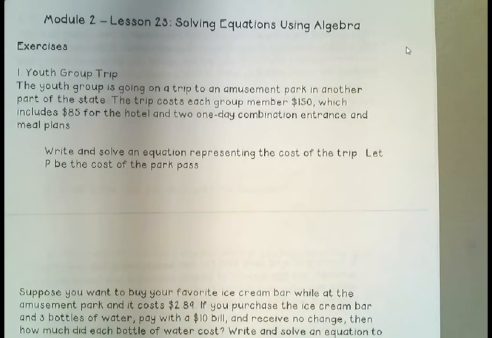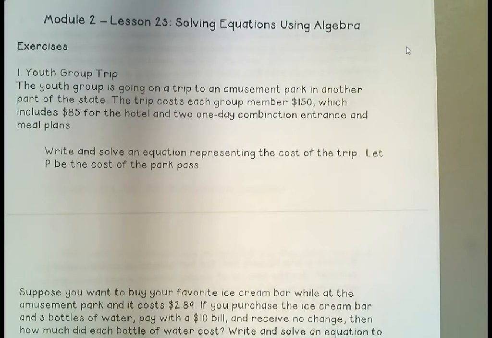So we are going to go ahead and start with number 1, youth group trip. The youth group is going on a trip to an amusement park in another part of the state. The trip costs each group member $150, which includes $85 for the hotel and 2 one-day combination entrance and meal plans. So we are asked to write and solve an equation representing the cost of the trip.